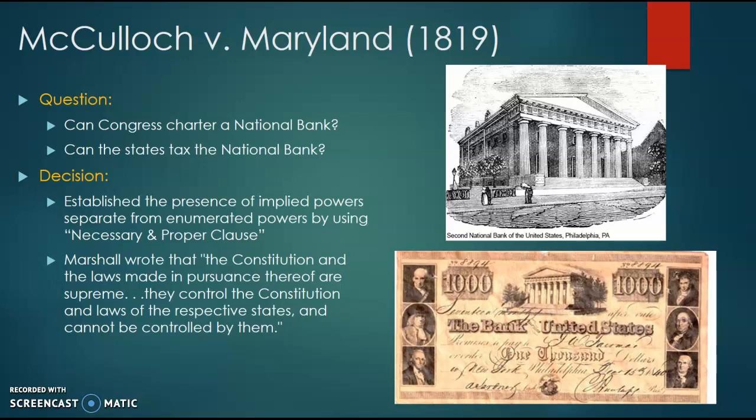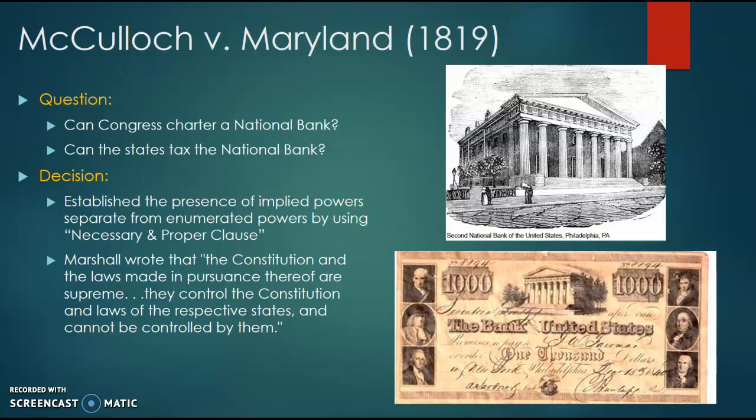And the state sued McCulloch and basically said, "You have to pay the tax, and more so, we don't even think that you have the legitimacy to even have a national bank because nowhere in the Constitution does it say that." So the two legal questions, quite simply, were: could Congress charter a national bank even in the absence of that language in the Constitution? And second, can states tax a national bank? And not just a national bank, can states tax entities of the federal government that exist in their states? So, two pretty big questions.